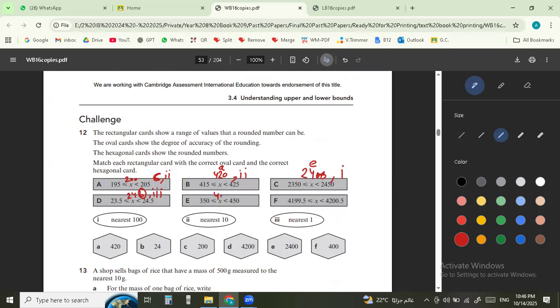Here it is 400, mister, obviously. And 400 is F, card F. And I added 50, minus 50. So it is to the nearest 100, which is just I. That's why I added 50, I minus 50. The last one over here, it is exactly 4,200. And we minused half from it, and we added half to it. So it is to the nearest 1, which is I. 4,200, which is card D.